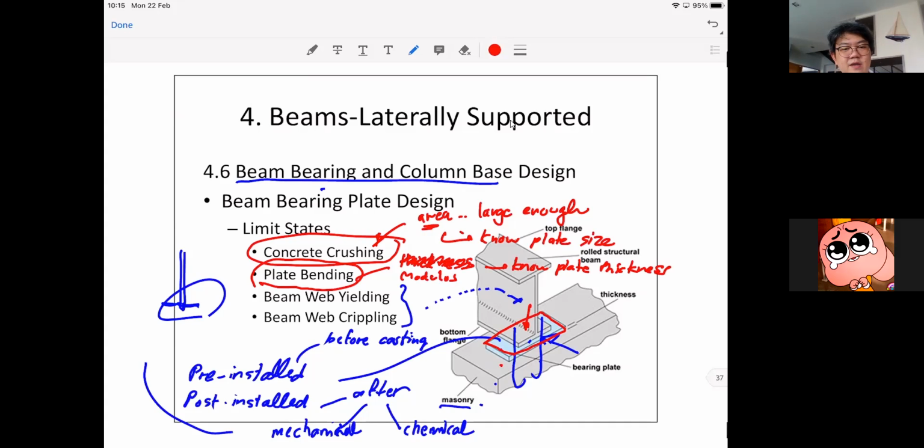Okay, so when I put the beam on the concrete support, there are aspects of the beam failure and of the support failure. The two red ones are the failure of the support, which consists of concrete and the plate. The second is the failure of the beam itself. We already talked about the beam web yielding and the beam web crippling. So now let's move on to the failure of the concrete.